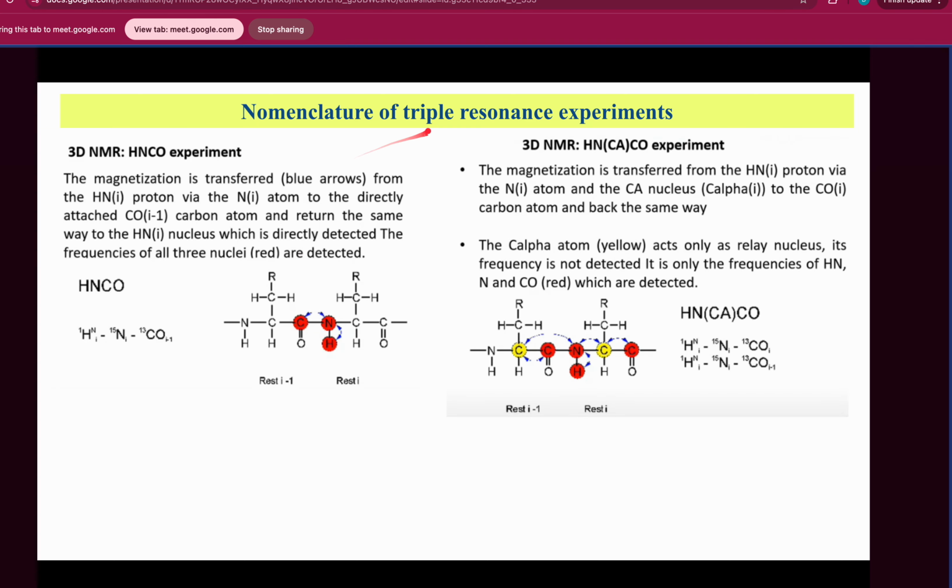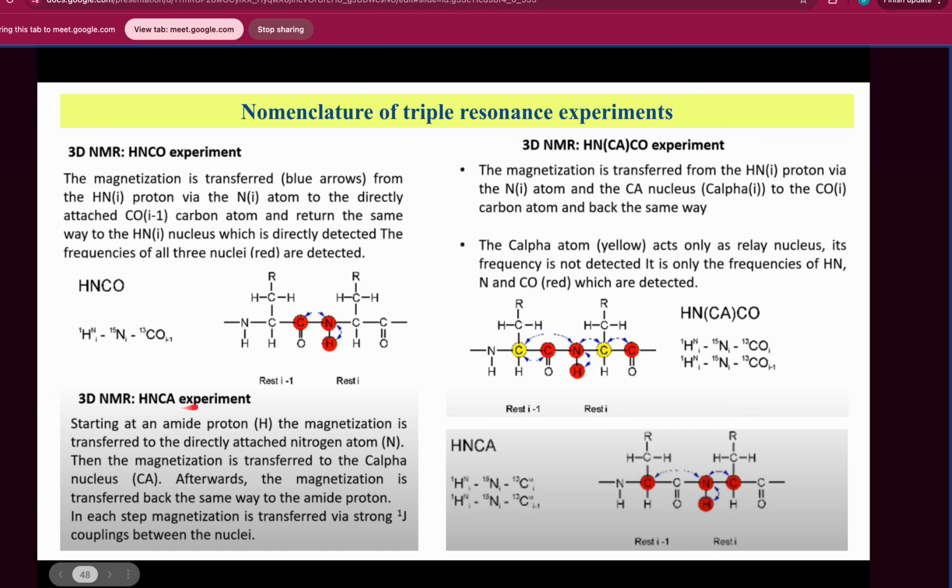Similarly, we can also observe an HNCACO, in which magnetization is transferred from hydrogen to nitrogen, from nitrogen to C alpha, and then from C alpha to carbonyl carbon. That's why it's given the name HNCA and CO. So it shows you how the magnetization is transferred.